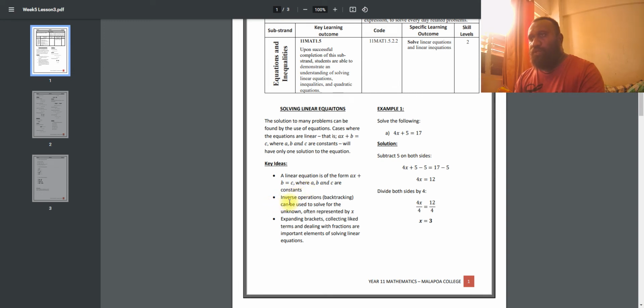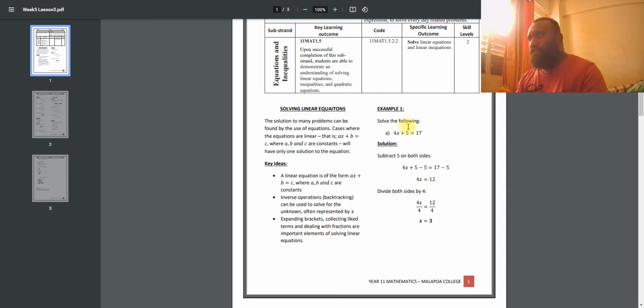And point 2 is inverse operations. Backtracking can be used to solve for the unknown, often represented by x. And point 3 is expanding brackets. Collecting like terms and dealing with fractions are important elements of solving linear equations.